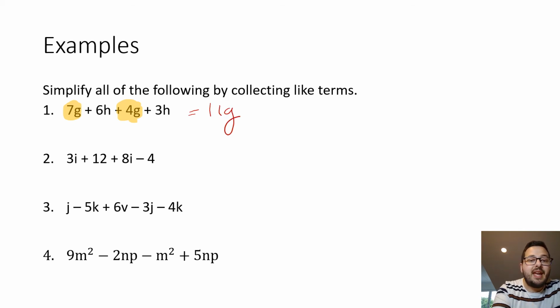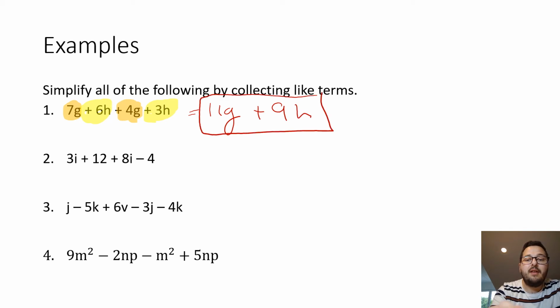And then if I look at the H's, I've got 6H there and 3H there. So altogether, I'm going to have 9H. And that's the first one. Okay, next one then.